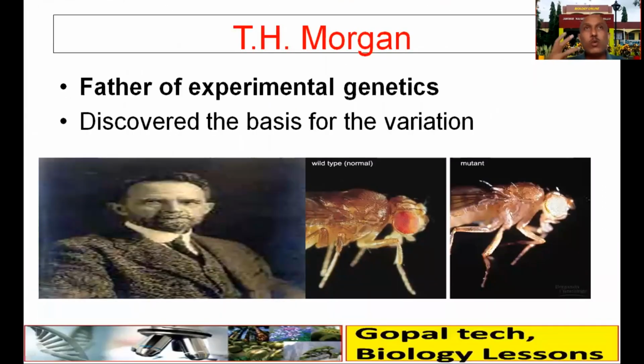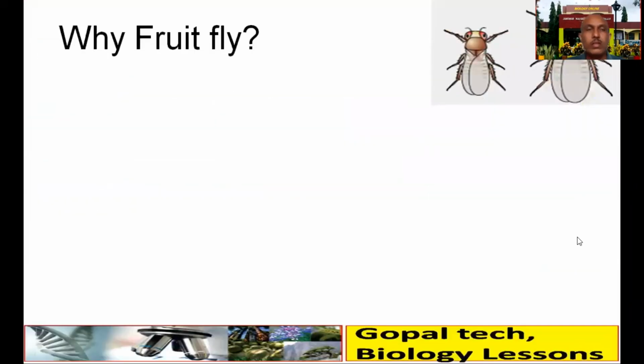So T.H. Morgan is the first person to give an experimental proof, and therefore he is referred as the father of experimental genetics, and he discovered the basis for the variation. You can see here a wild type Drosophila और a mutant red eye है, इधर white eye. देन जैसे गार्डन पी मेंडल ने लिया वैसे इन्होंने फ्रूट फ्लाई लिया. क्वेश्चन आएगा व्हाई फ्रूट फ्लाई.